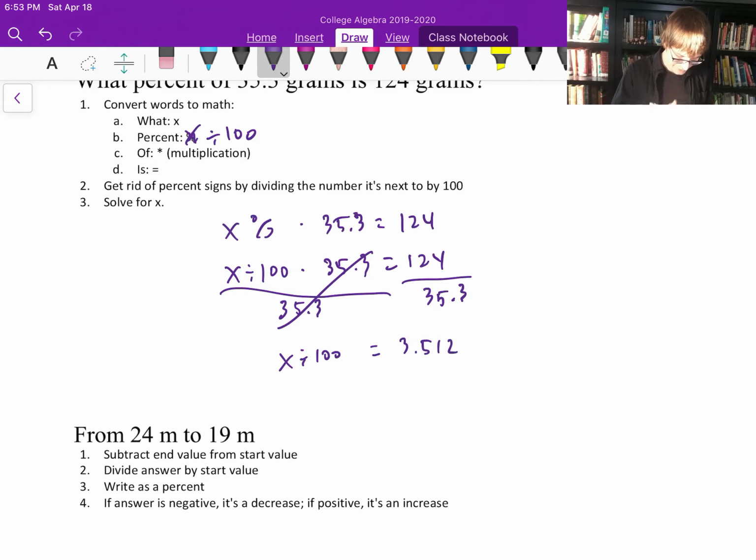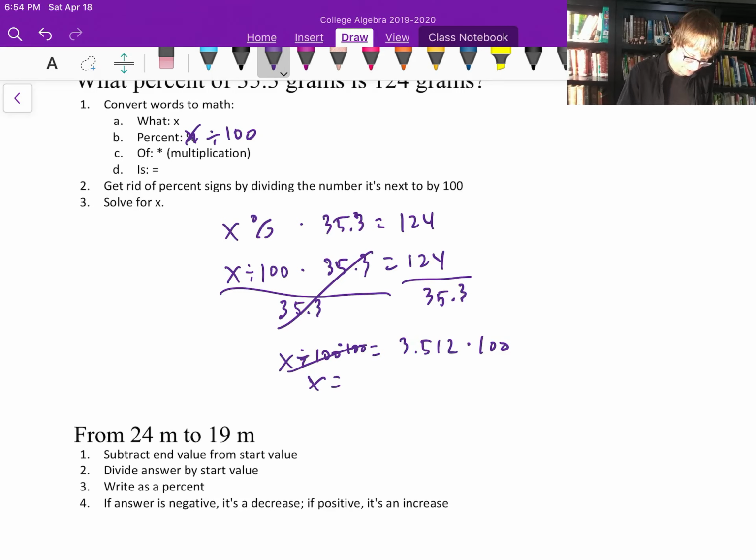And let's see, X is being divided by 100, so I gotta do the opposite of that to get rid of the 100. I gotta do the opposite of division, so I'll do multiplication. Divided by 100 times 100, and times 100 on the other side. These cancel out. So we're left with X equals 3.512 times 100.